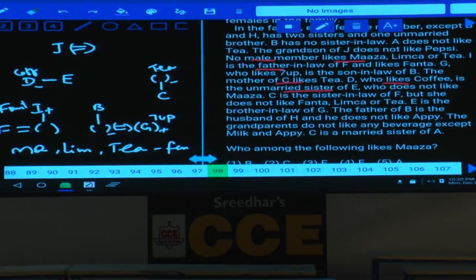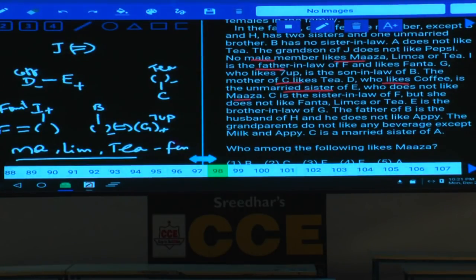Why is E a male? Because matcha is liked by whom? Matcha is liked by a female. And is this E male or female? E does not like matcha, and E is a male, and the unmarried sister of E does not like matcha. And C is the sister-in-law. And since E is a male, this person here.